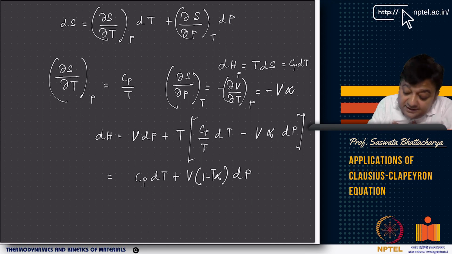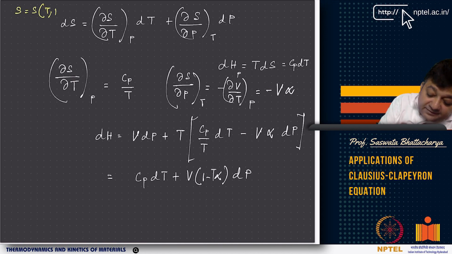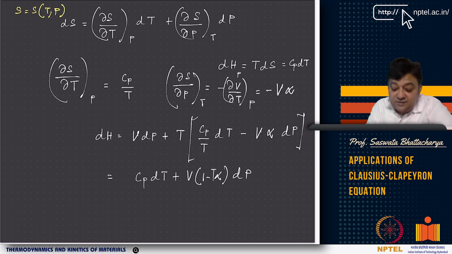Now you know dS is del S del T. I have taken S as a function of temperature and pressure. Then I am using the exact differential, so I am writing dS equals del S del T dT plus del S del P dP. Again, del S del T is evaluated at constant pressure, and we have already shown it, and it's very easy. It comes from here: dH equals TdS, which is equal to Cp dT. So if dH is TdS, then because TdS is Cp dT, dS by dT is Cp by T, or del S by del T equals Cp by T at constant pressure, right?